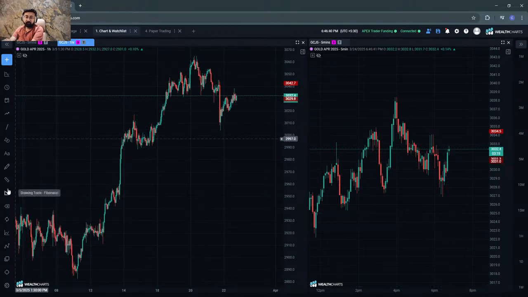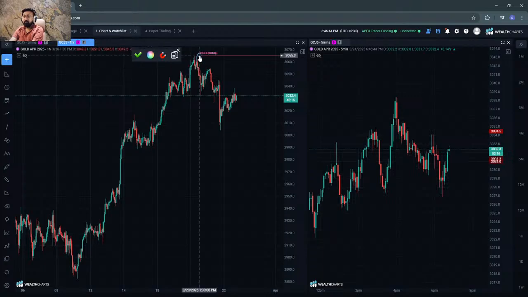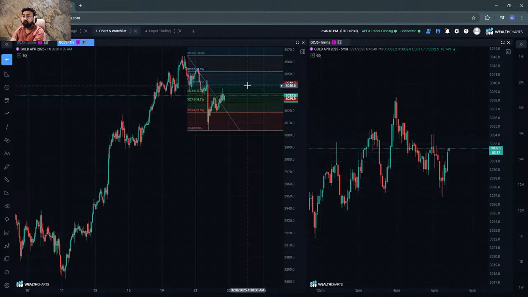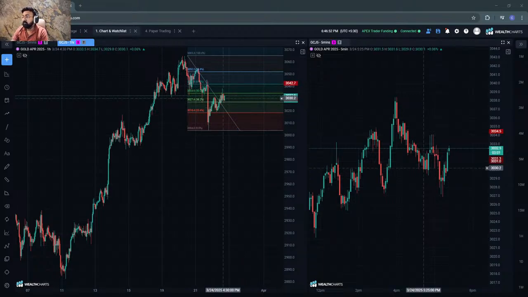Also, if you draw a Fibonacci retracement from here, keep it here. We are going to 0.618, which is 3041. Our target for the trade that we have taken is 3037. So well and good. कोई दिक्कत होनी नहीं चाहिए यहाँ पे.